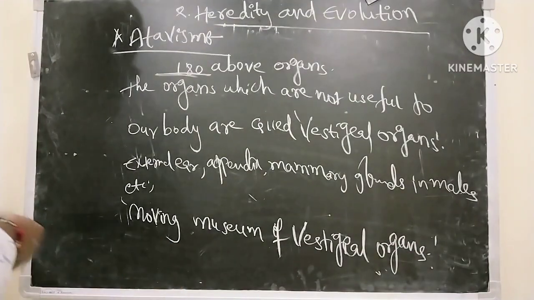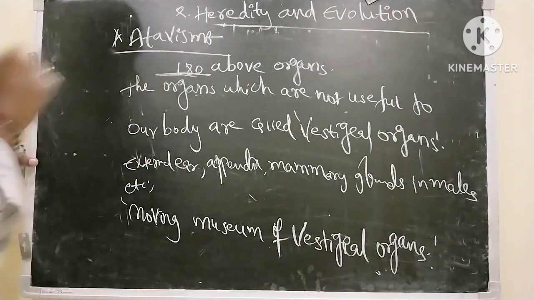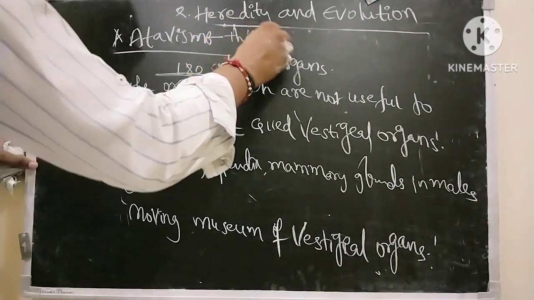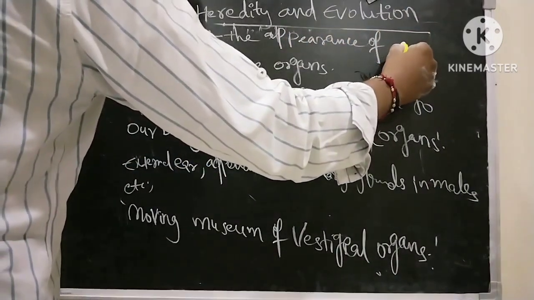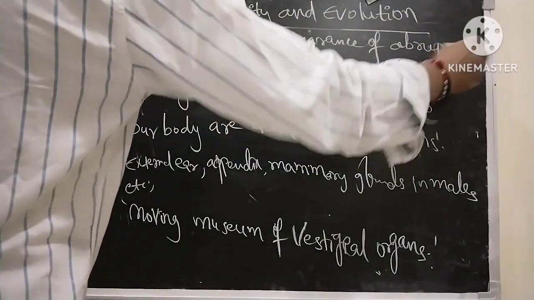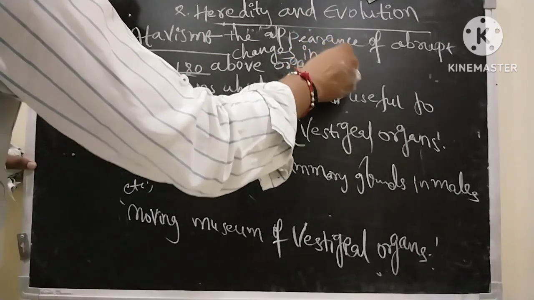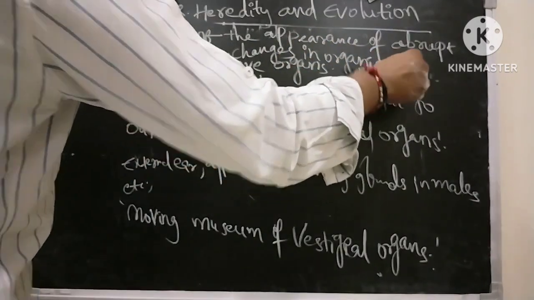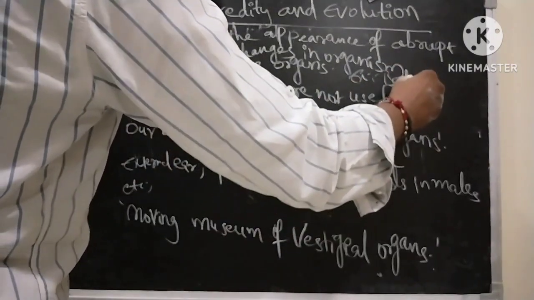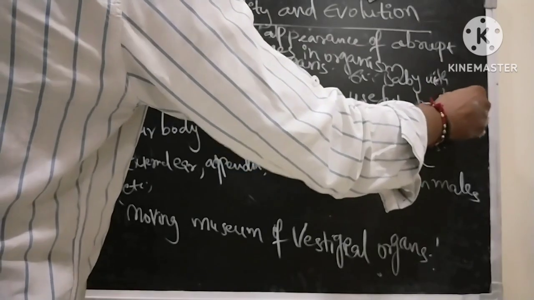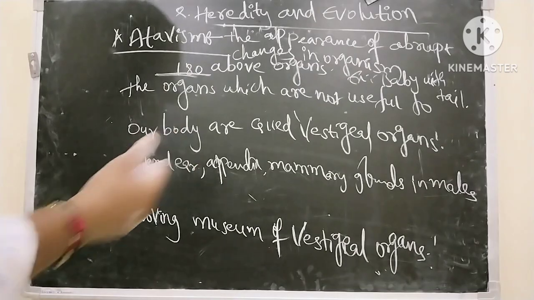But sometimes what happens is the appearance of vestigial organs at some time. The appearance of abrupt changes, meaning unexpected change in an organism, is called atavism. Example, a baby with a tail. Okay, so this is about heredity and evolution, and we will discuss another topic in the next class.